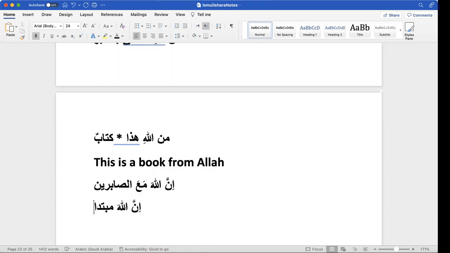Okay, it's mubtada. And there is always a break of chain between mubtada and khabar, or between mubtada and muttaliq bil khabar. So there's a break of chain here. Correct? Okay? So inna Allah has mubtada, and ma'as sabirin is what? Muttaliq bil khabar. Yes, it is muttaliq bil khabar.